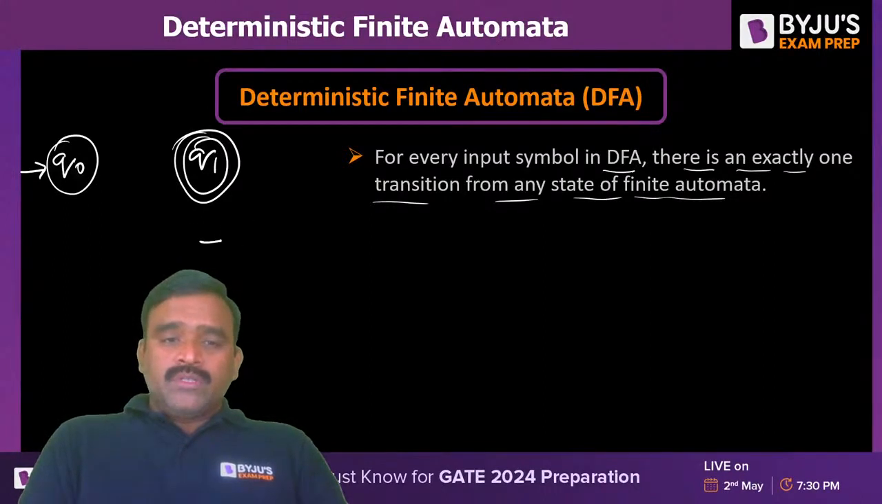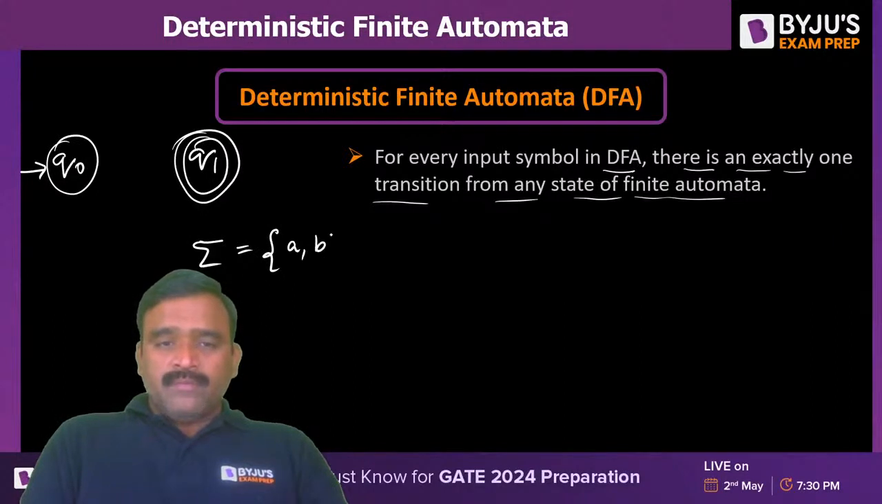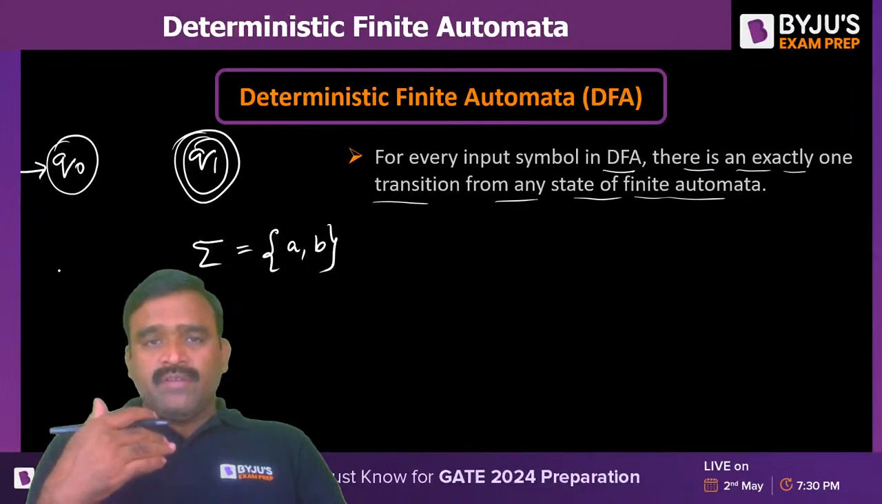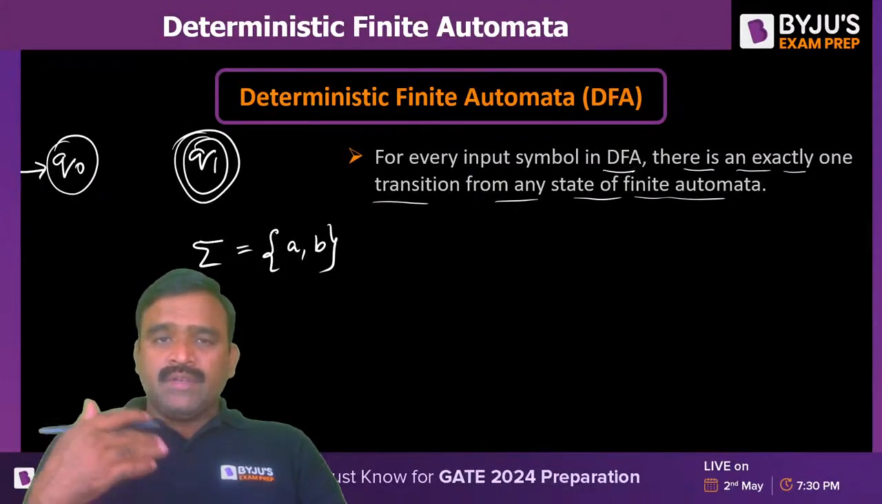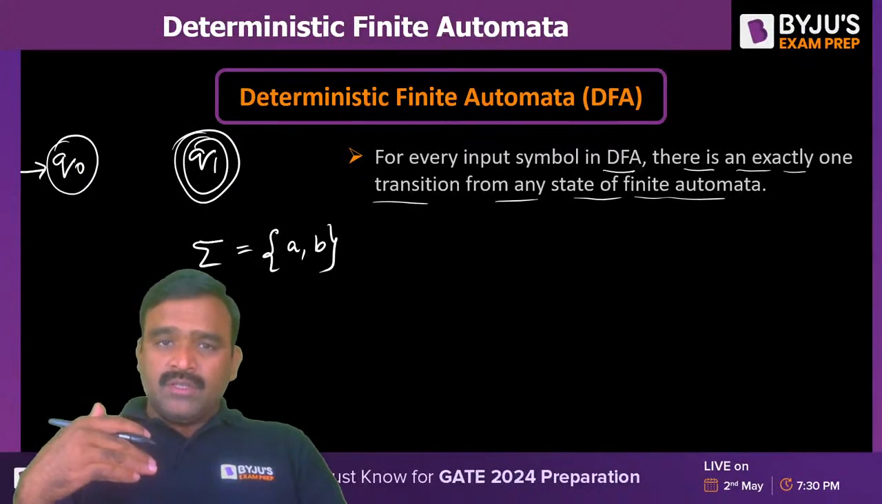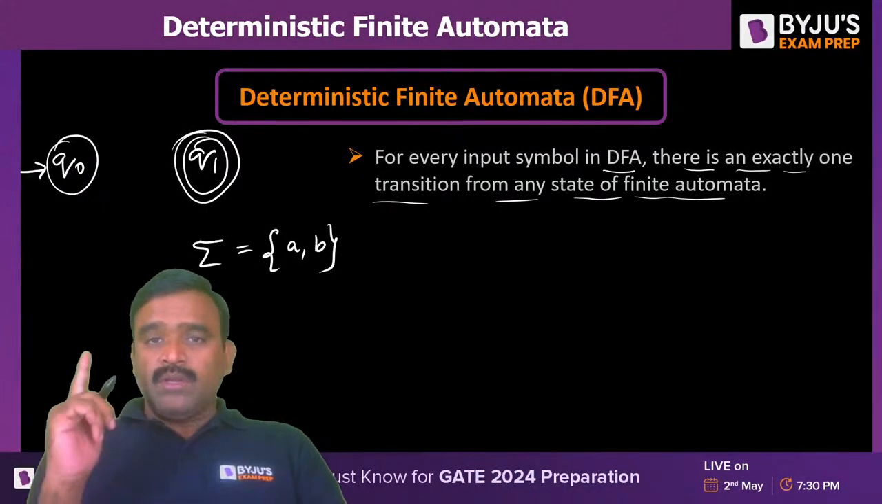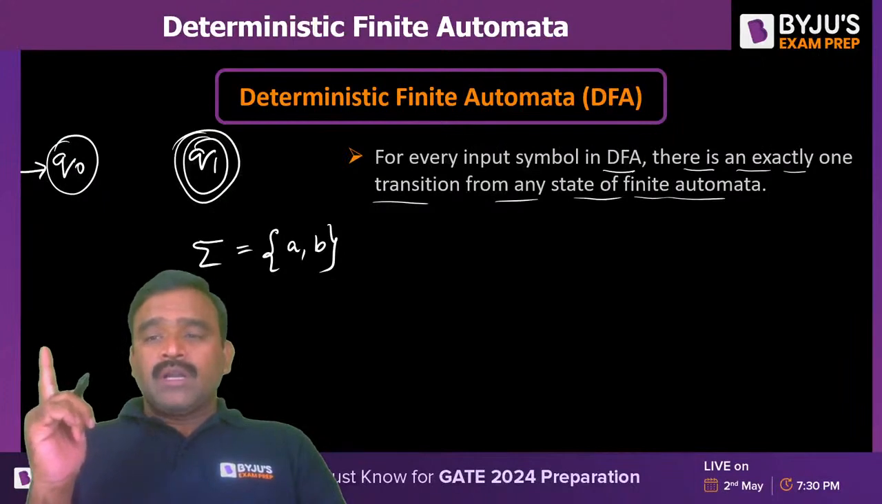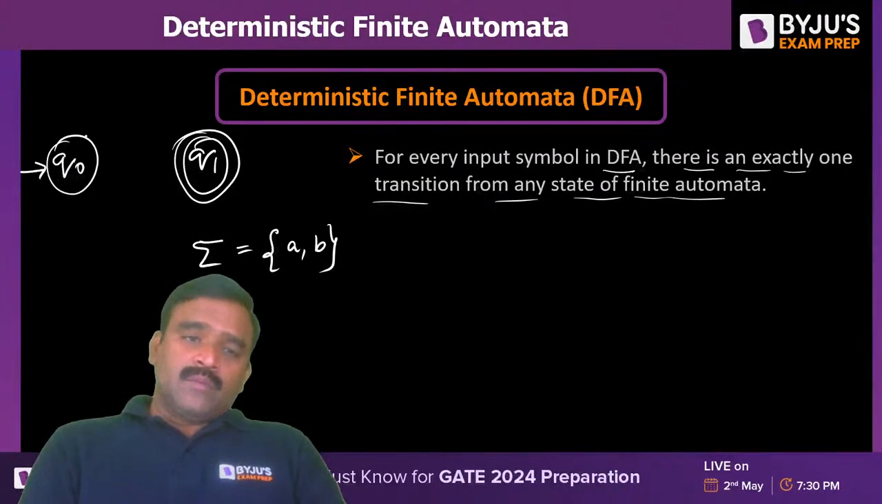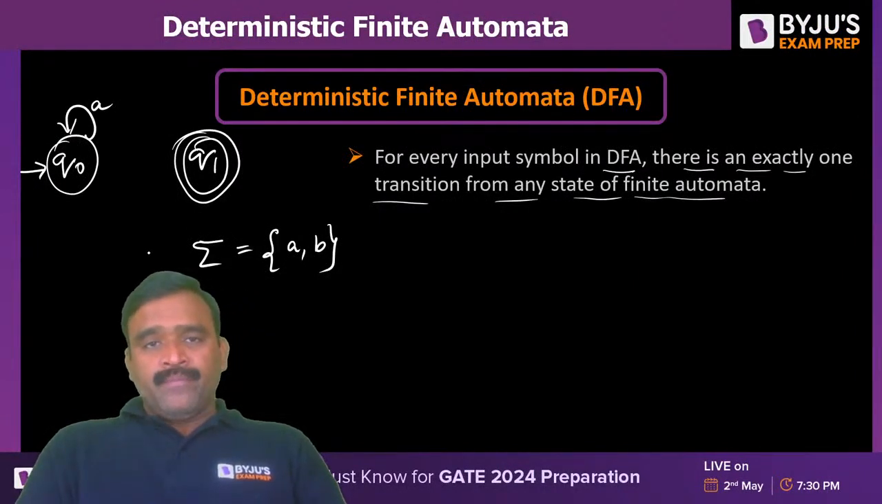If the input alphabet is, for example, a, b, then the Q0 state should define a transition with input a as well as input b. Similarly, Q1 also should have a transition with input a and input b, only once. Exactly one transition for one input over any state. It means, let us suppose Q0 on a if you define here, there should not be any other a, only one a.